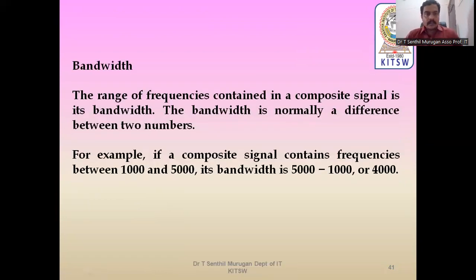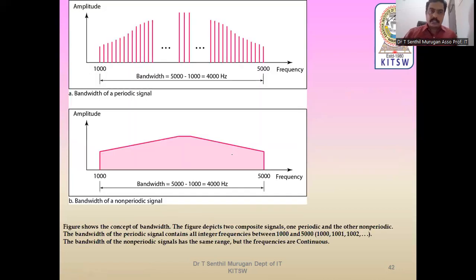So what is bandwidth? The range of frequencies contained in a composite signal is its bandwidth. The bandwidth is normally the difference between two numbers. We have to find the highest frequency and the lowest frequency, and take the difference. So bandwidth equals highest frequency minus lowest frequency. Okay, this is the formula for finding the bandwidth. For example, if the frequency of the signals is between 1000 and 5000, then bandwidth equals 5000 minus 1000, so bandwidth equals 4000. The highest frequency is 5000, the lowest frequency is 1000, and then the bandwidth is calculated.